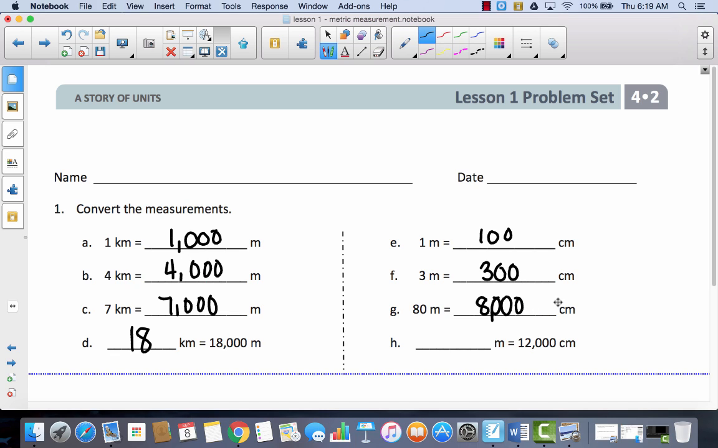Okay, so if I'm going to go backwards from centimeters to meters, I have to think to myself, how many hundreds are there in 12,000? Well, there are 120, right? So 120 meters is equal to 12,000 centimeters.